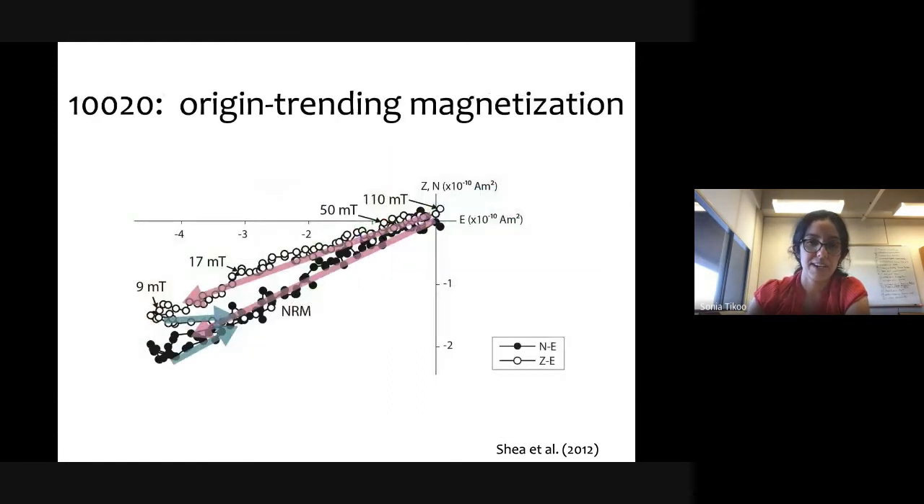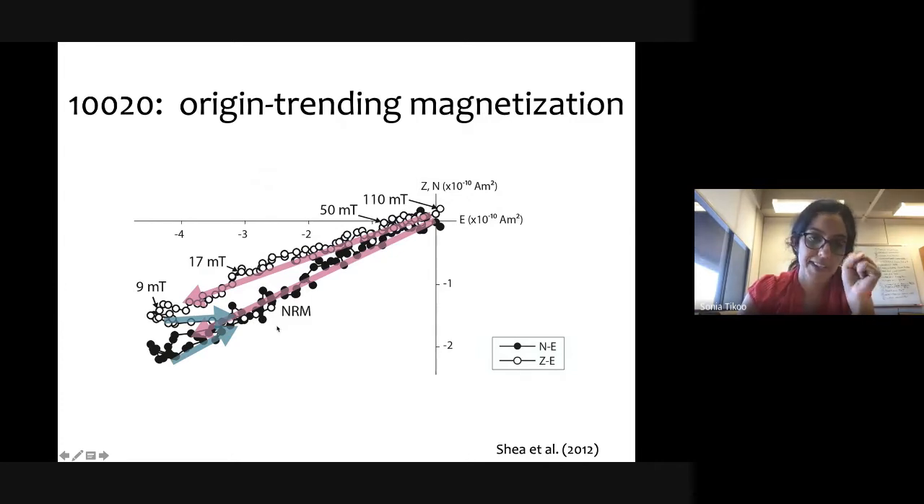So whenever we studied this sample, we did a demagnetization experiment. What I'm showing you on this plot is the magnetization vector, which is three-dimensional, projected onto a two-dimensional plane. All the points in black are showing the projection of the vector into the north-east plane, and the white dots are showing it from the vertical-east plane.